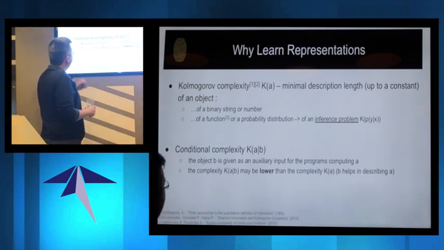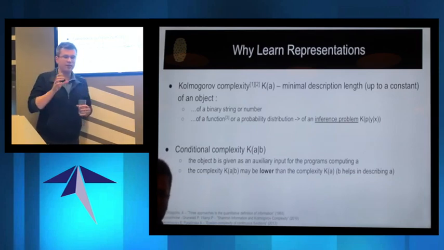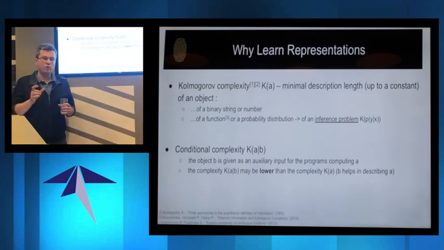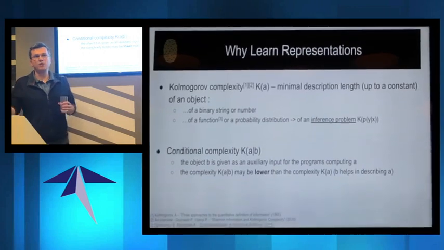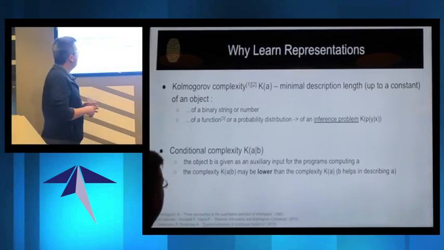So complexity is the length of the program that you would need to write to obtain your object. It's measured in bits, right? Because it's the length of a program. Essentially, it's the length of a Turing machine, if you want the more general definition.